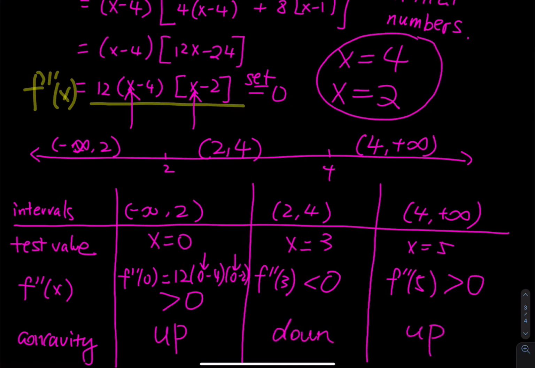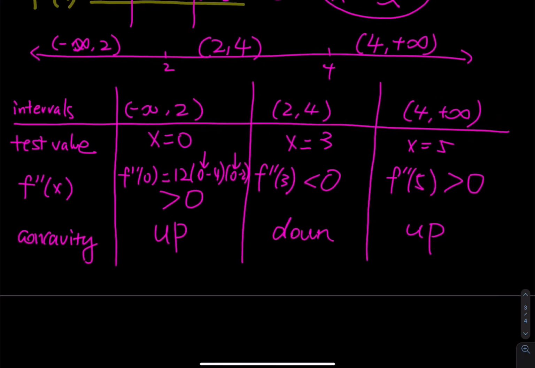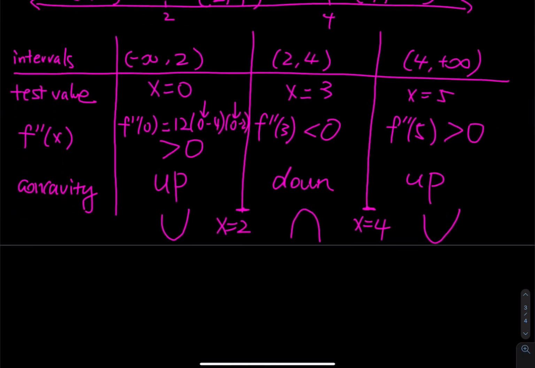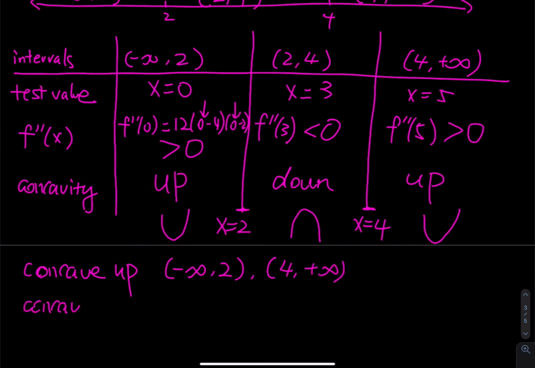So the graph looks like this: concave up, and then concave down, and then concave up. Since the up and down changes at this point and at this point, we have x equals 2 and x equals 4 to be my inflection points, right? So overall, we have concave up from negative infinity to 2 and from 4 to positive infinity. And then concave down from 2 to 4.